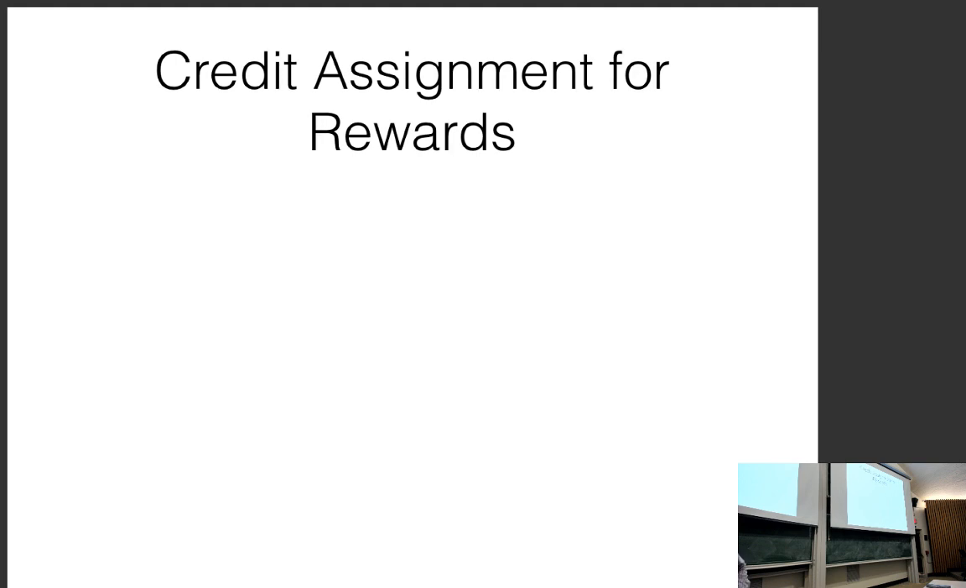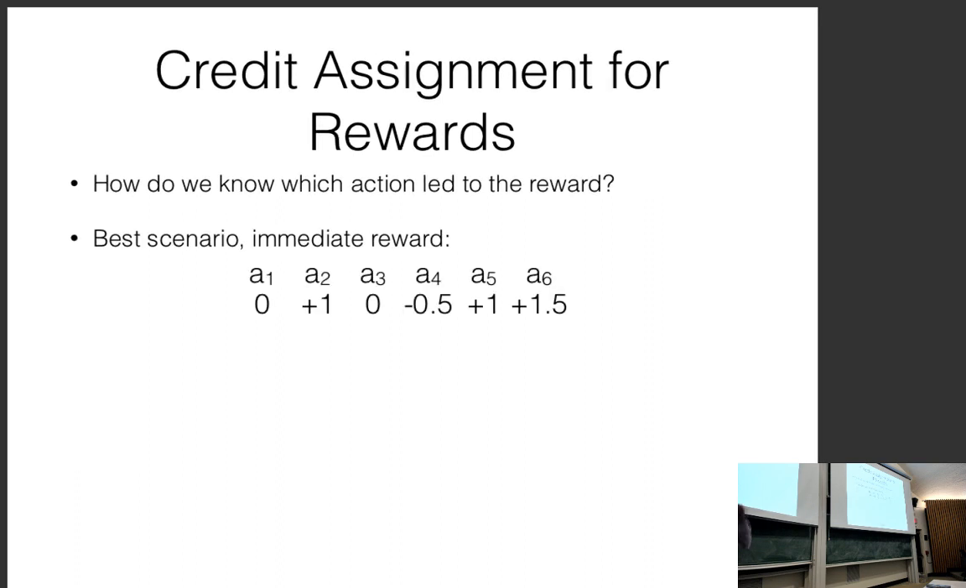So one problem with reinforcement learning is credit assignment. The reason why this is difficult is that we don't necessarily know which actions led to the reward. The best scenario is when we get a reward immediately after we take an action. For example, we generate a word, we get no reward, we generate a word, we get a +1 reward, and we step all the way through. The reason why this is good is because we can guess which action gave us the reward.